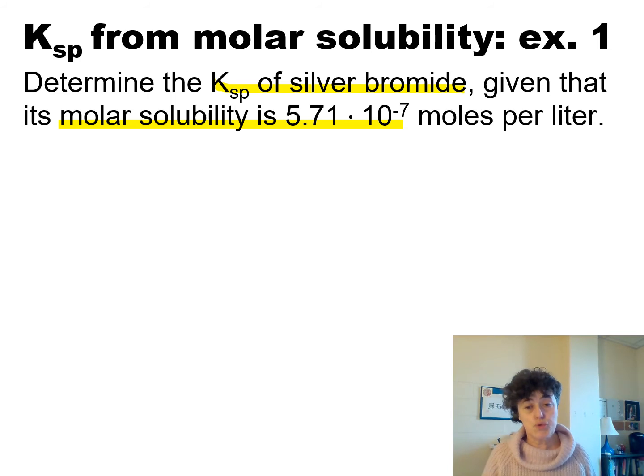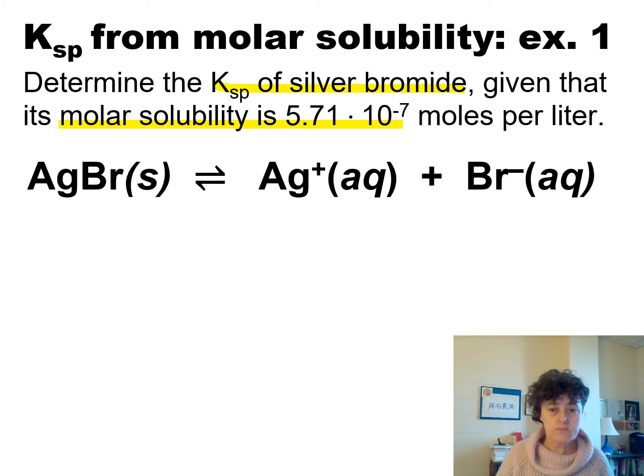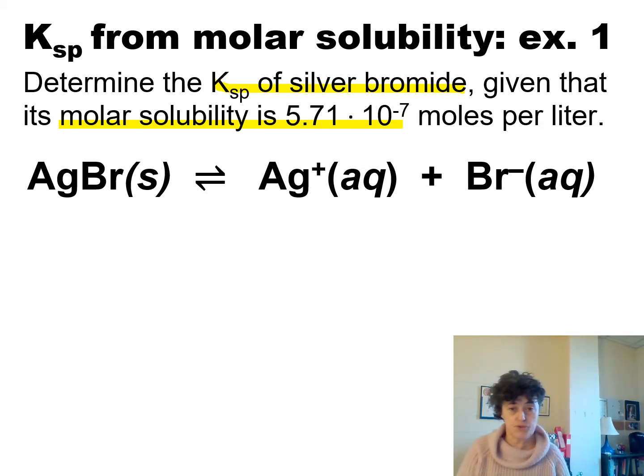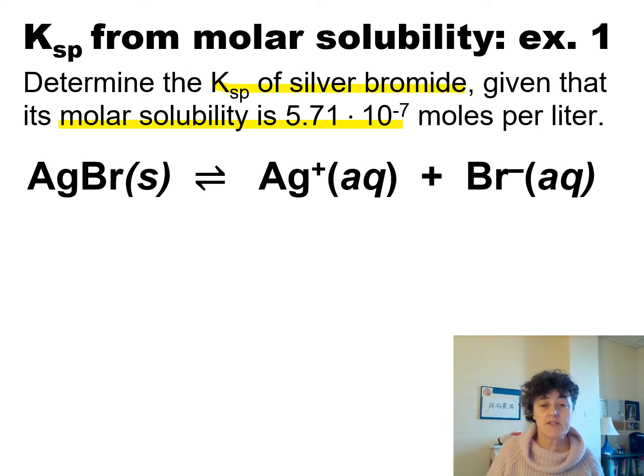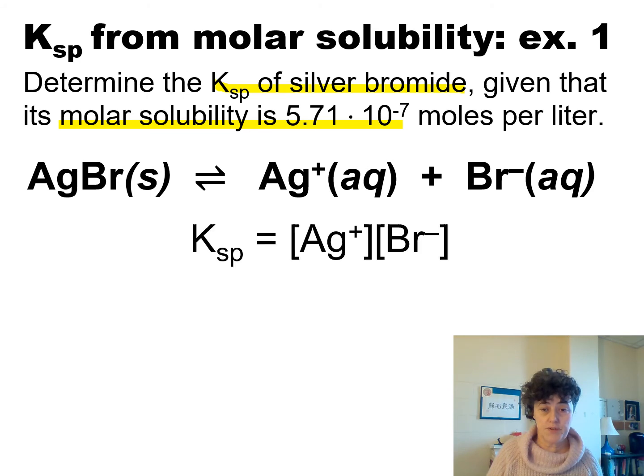So the first thing you want to do is write the reaction that represents the equilibrium of the solution, because that shows you the stoichiometric ratio of all species that are relevant. So this tells you that there is a 1-to-1 ratio between silver and bromide ions. And so if the molar solubility is that number, that's how many moles of silver bromide I can dissolve, that's also how many moles of silver ions I will have in solution, and is also the same number for bromide ion. So the next thing, you want to write the Ksp for this reaction.